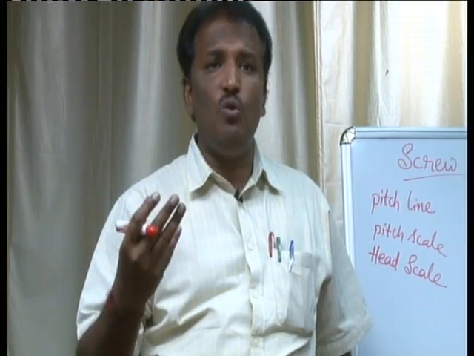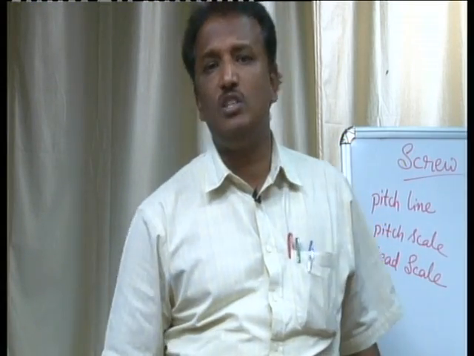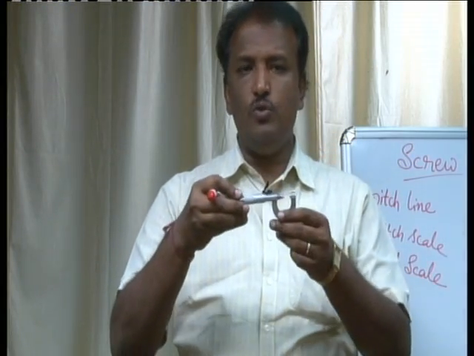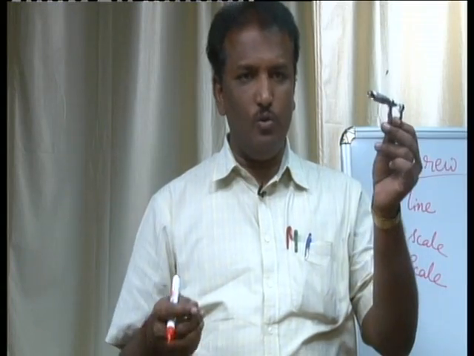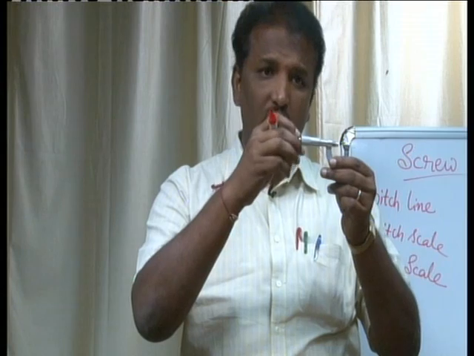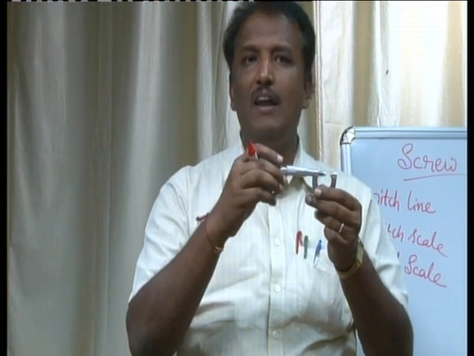Then how to know what error there is with your screw gauge? There is a convention. How to hold the screw gauge: hold it with one hand on the U-shaped metallic frame and the other on the head of the screw. Don't touch in between these two portions, because you may not get a correct reading.